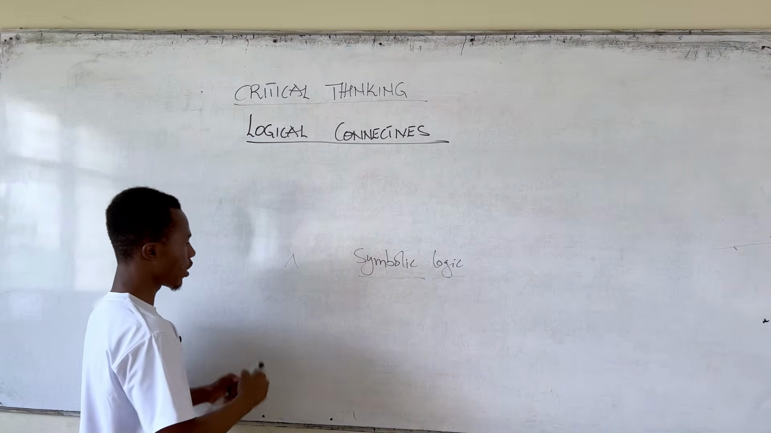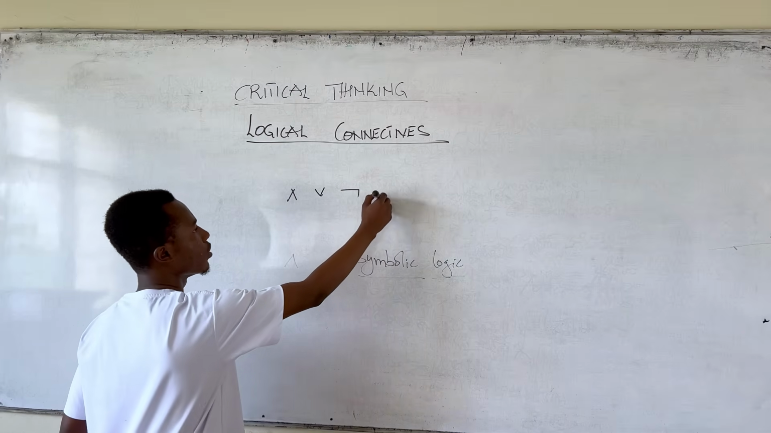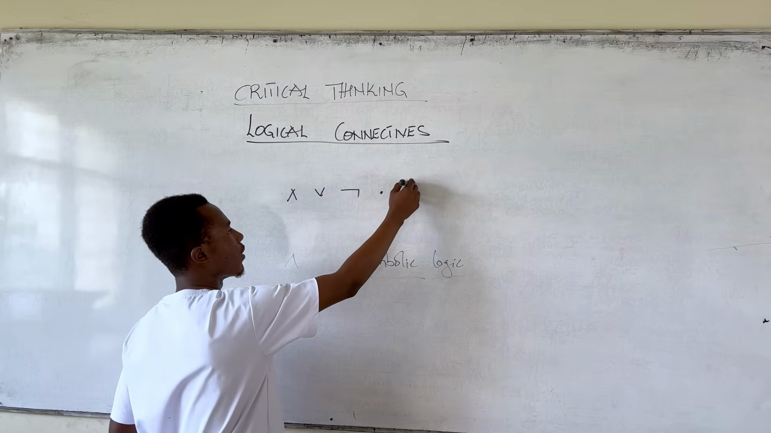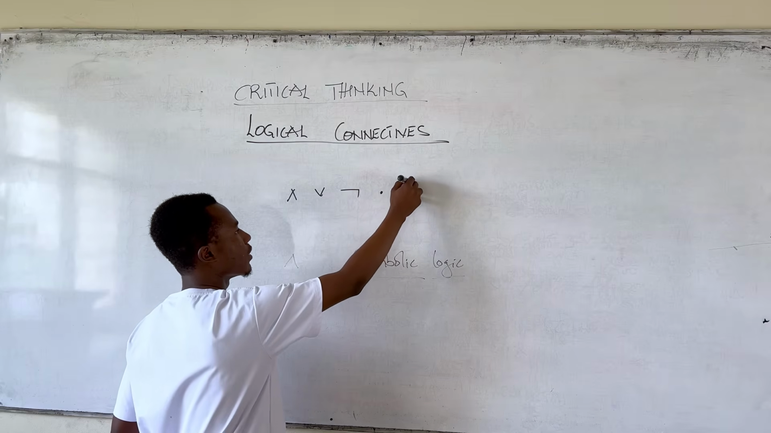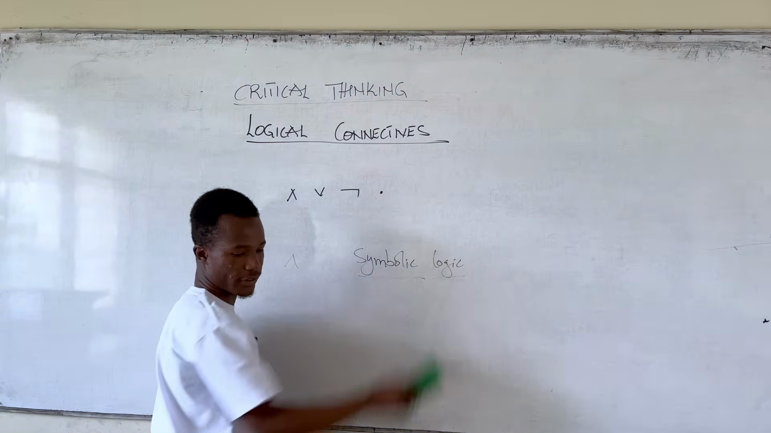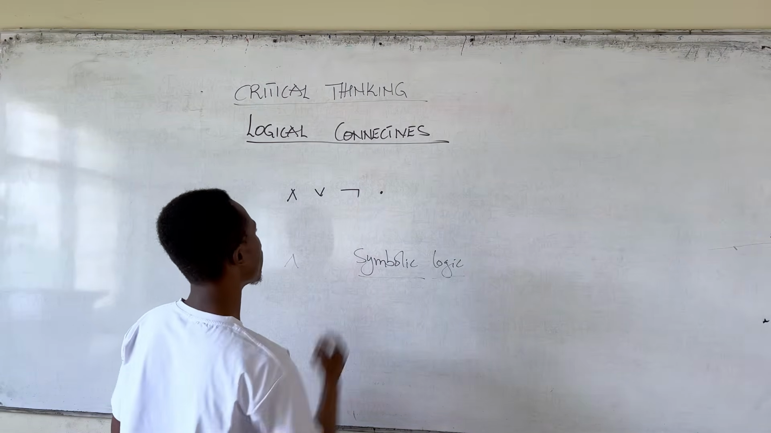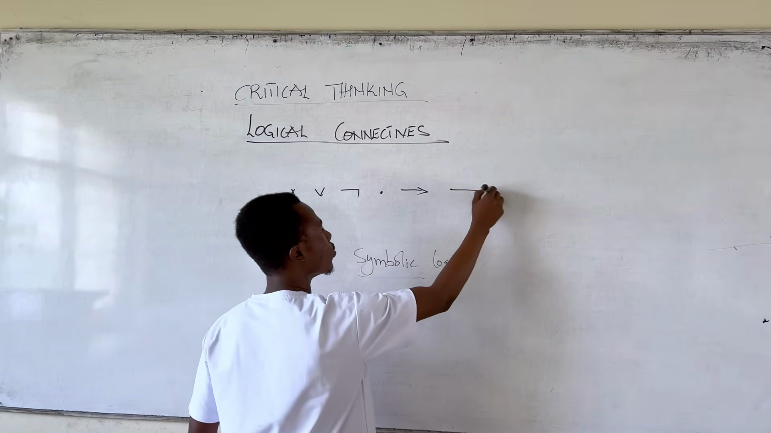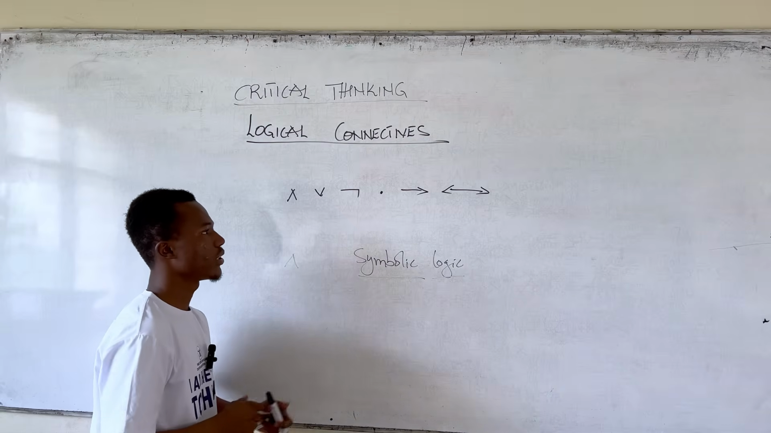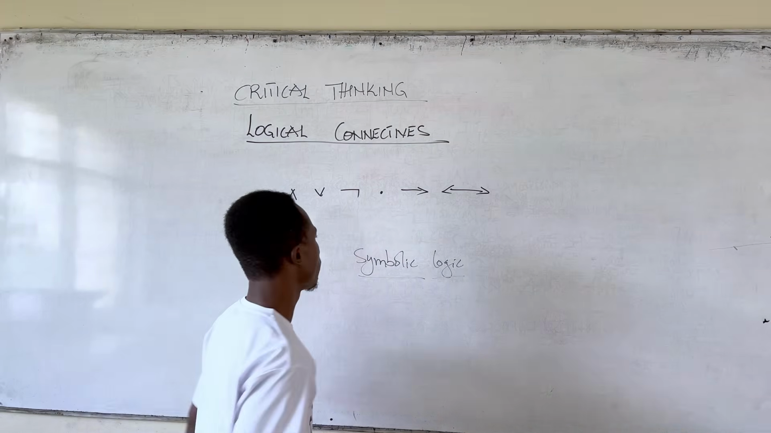We are going to be using a lot of symbols, so you'll be seeing this, and this, and this. I don't know how to draw this, but let me try something like this. We are also going to use conditional and biconditional. We are going to use a lot of symbols in our studies today. I hope you get it.